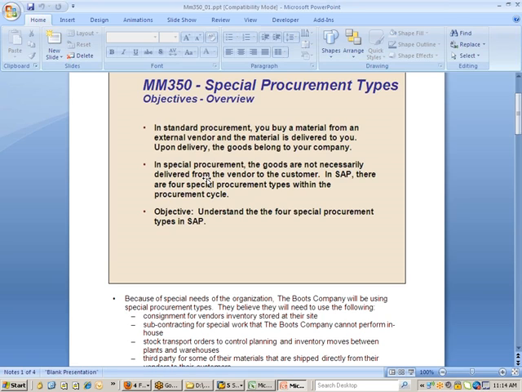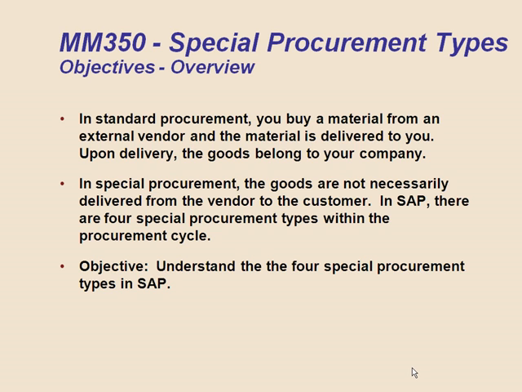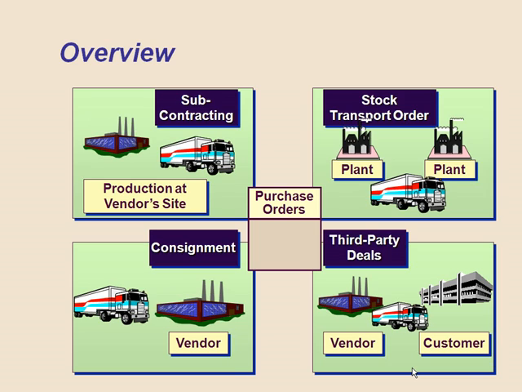Okay, so like that there are different scenarios. We will try to understand what are the different scenarios available in the special procurement. There are 5 scenarios, although 4 is specified here. There are 5 scenarios. One is subcontracting.